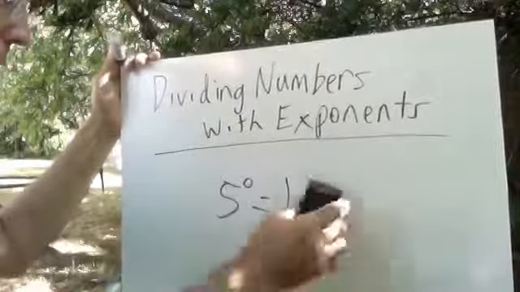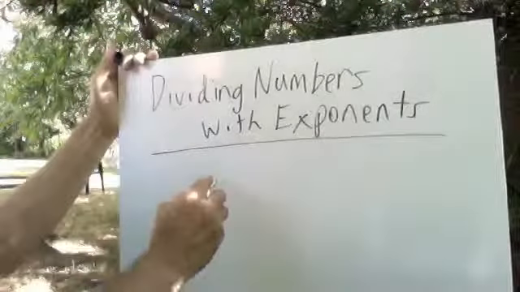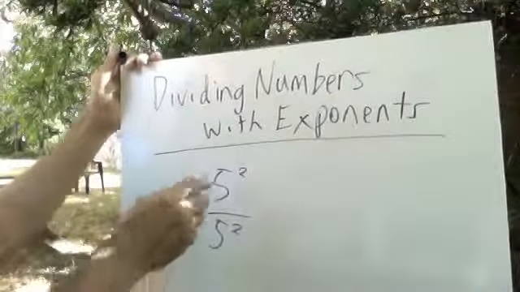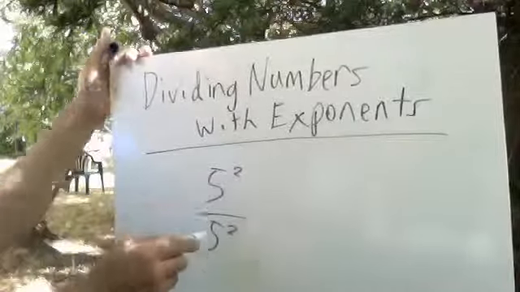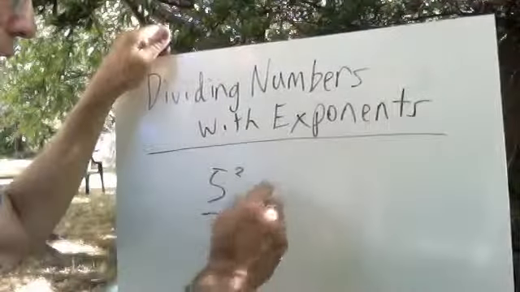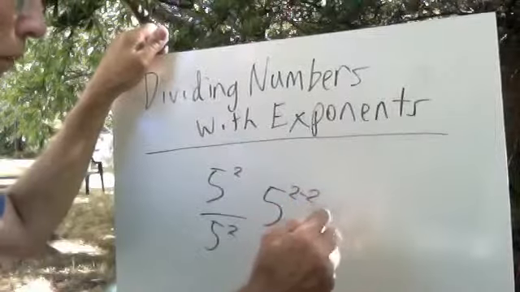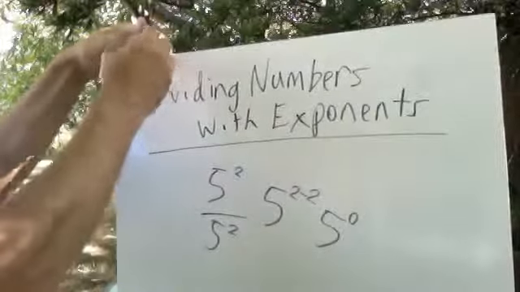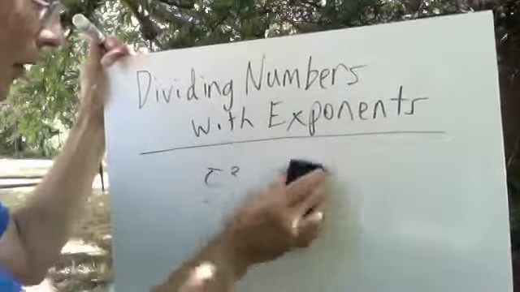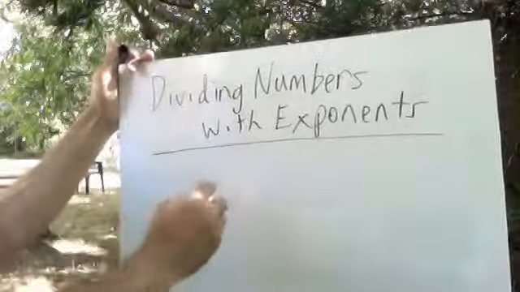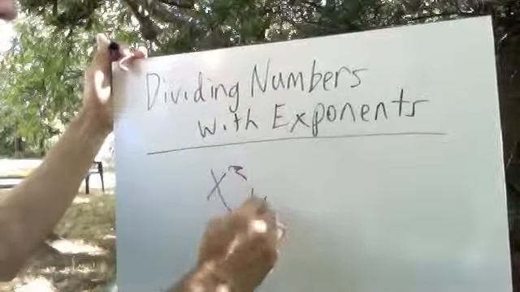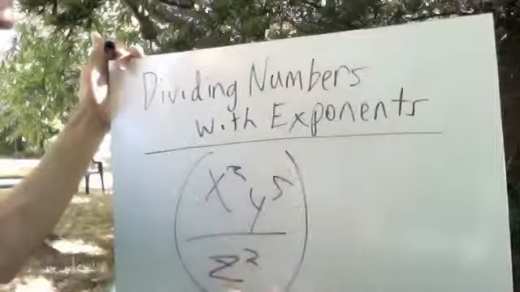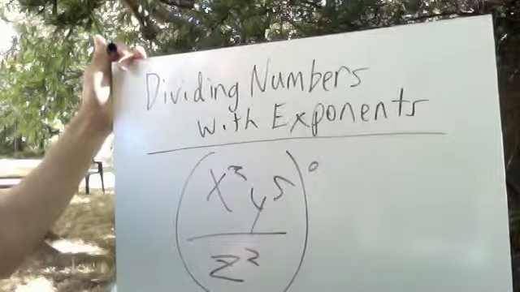Because if you think about what's happening, let's say it's 5 squared over 5 squared. Well, this is 1. We know that it's the same thing over the same thing. But it's also 5 to the 2 minus 2, which is 5 to the 0th power, so you can prove that it equals 1. Even really complicated things, if you raise them to the 0th power, can be 1. x squared, y to the 5th, over z squared, and you raise that whole thing to the 0th power, that equals 1.